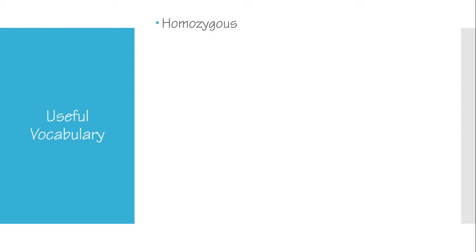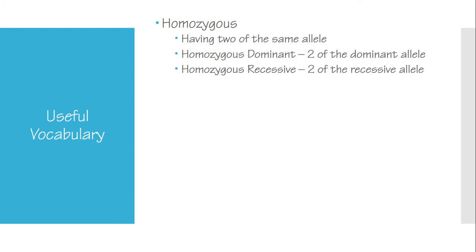First thing is homozygous. If a characteristic is homozygous, that means that the organism has two of the same allele. So if they have two of the dominant allele, we're going to call them homozygous dominant. If they have two of the recessive allele, we're going to call them homozygous recessive.